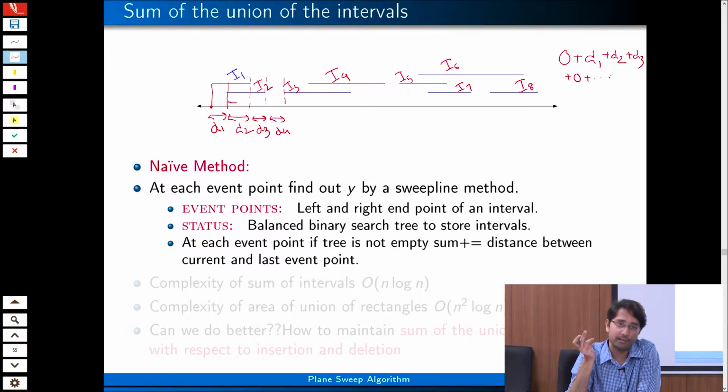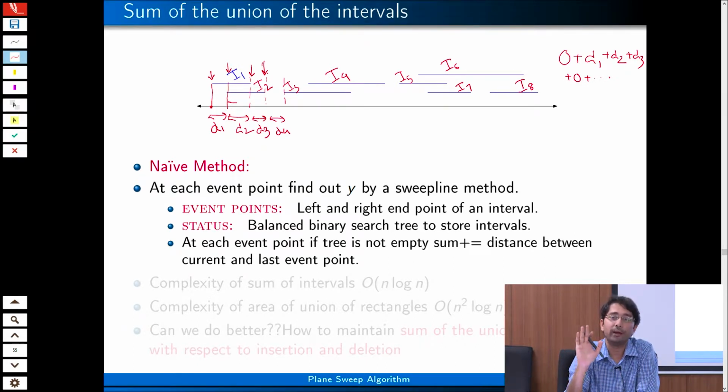To create a balanced binary search tree, we will need n log n time. And we have said that each insertion and deletion operation in a balanced binary tree takes log n time. Right? At this point I am inserting I1. At this point I am inserting I2. At this point I am deleting I1. At this point I am deleting I2. So at each event point, either I am inserting an interval or deleting an interval, which takes log n, and I can always keep a counter which says whether the tree is empty or not. Right?